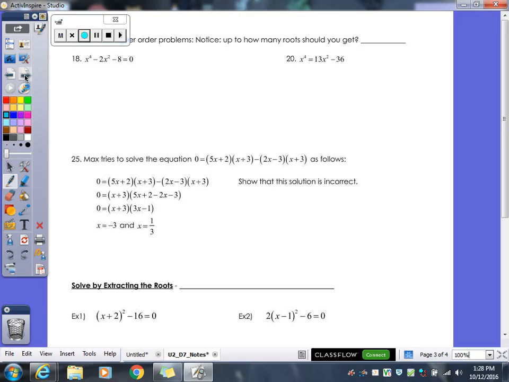So if we take a look at our next 2 problems, how many answers should we get for these ones? 4. Our largest exponent is a 4, so we should be getting 4 answers. We have factored ones like number 18 before. Instead of having x and x, what do we start with? X squared and x squared.